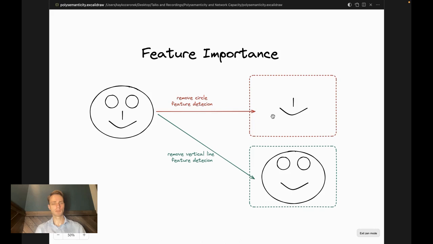Here's an example that illustrates this kind of nicely. So let's suppose we have this smiley face and we were to remove the ability of our network to detect a certain feature. If we were to remove its ability to detect circles, well, then it would only detect the following, the nose and the mouth. It would be hard to tell whether this is an arrow or a smiley face. However, if we remove the vertical line detection feature, it would still be able to recognize all of the rest, and hence it would still be able to classify this properly as a smiley face.